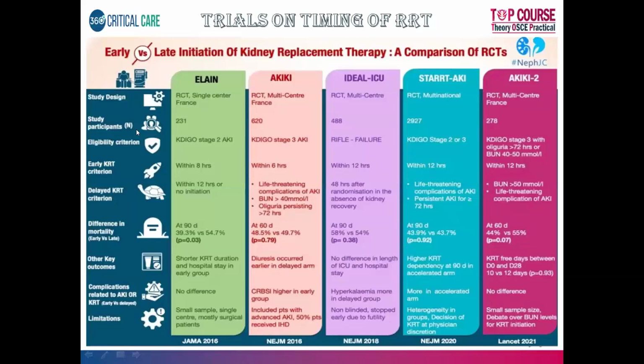Here, early initiation is within 8 hours, whereas delayed initiation is within 12 hours, or no initiation in ELAIN. They showed a shorter RRT duration and hospital stay in the early group. Regarding mortality, at 90 days, if you performed RRT in the earlier period, the mortality is actually less compared to when you did it in the delayed period. But as you see later, early versus late, there is no statistical significance at all.